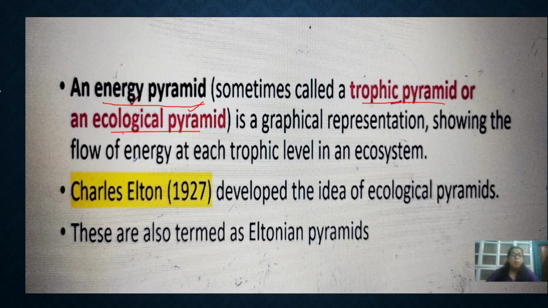Now this is important, I have highlighted it in the yellow portion, that Charles Elton, because in the exam it is asked who discovered it. So remember that Charles Elton developed the idea of the ecological pyramid, and it is also known as the Eltonian pyramid. Because it is named after the scientist, they have given that term. You can remember, there are three alternative names of the ecological pyramid, and any one can be asked: Eltonian pyramid, energy pyramid, trophic pyramid or ecological pyramid. These all are the same thing.